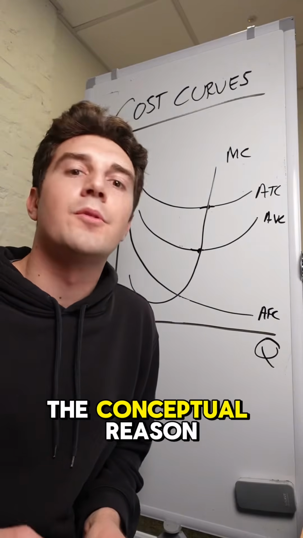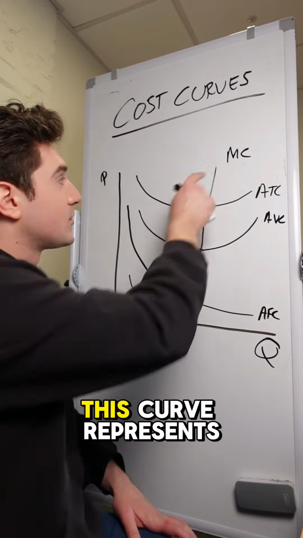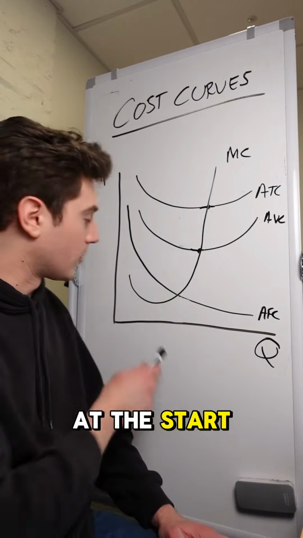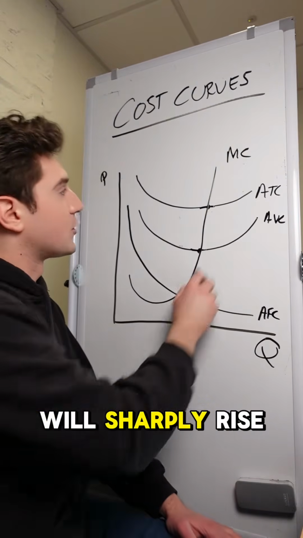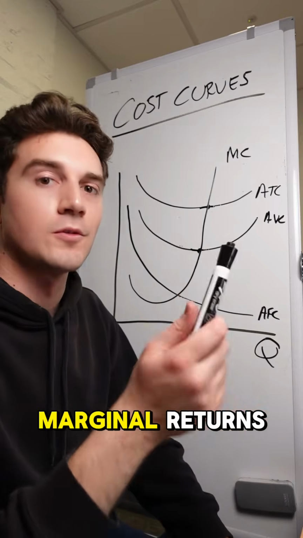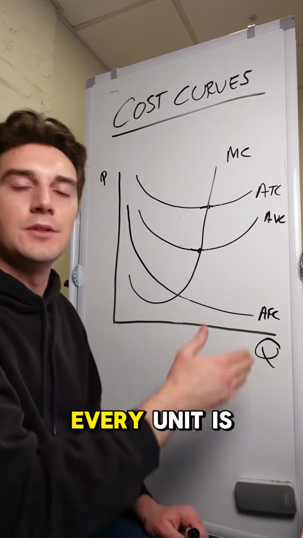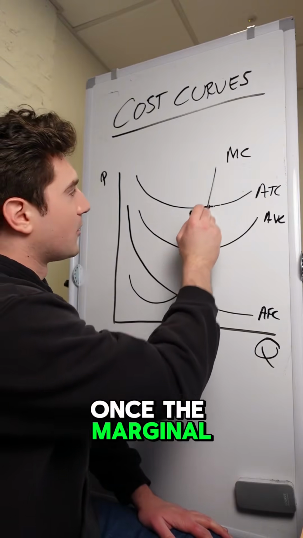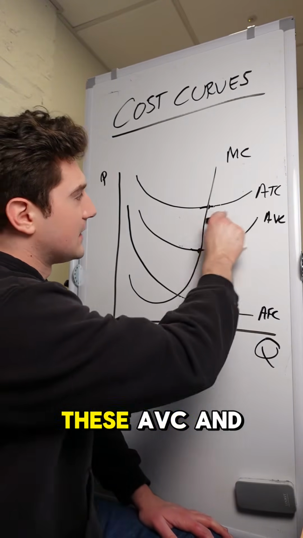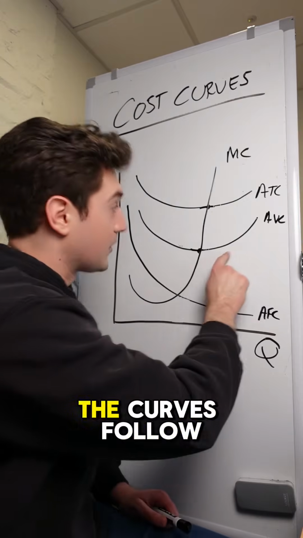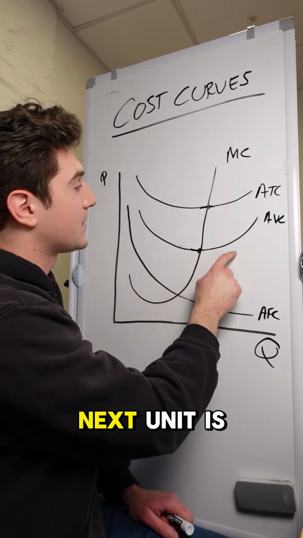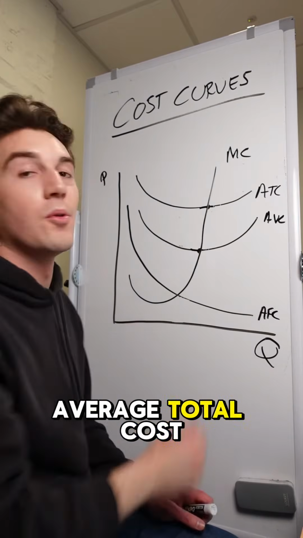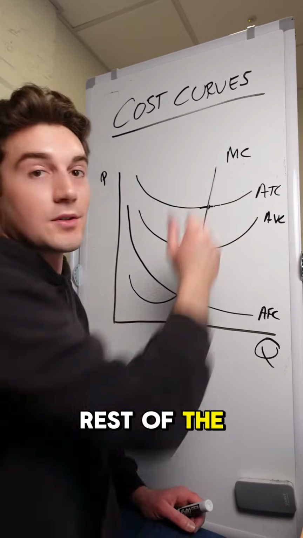The conceptual reason why is because this curve represents the added cost of every unit. At the start, we're gonna see it decreasing, but then it will sharply rise due to diminishing marginal returns. This means that every unit is getting more and more expensive. And that's why we see once the marginal cost curve surpasses these AVC and ATC curves, the curves follow it. Because every next unit is getting more and more expensive than the previous average variable or average total cost, thus dragging the rest of the curve up with it.